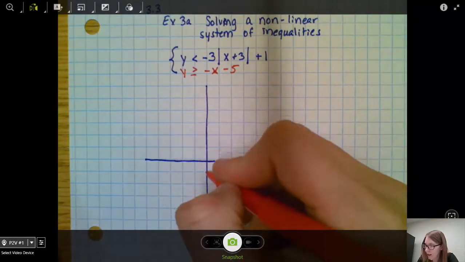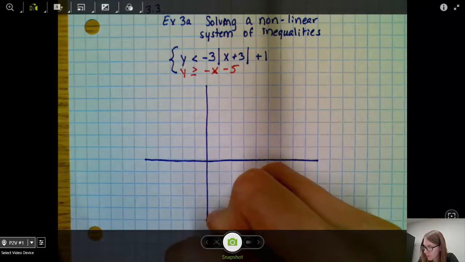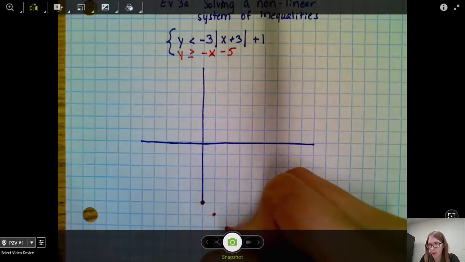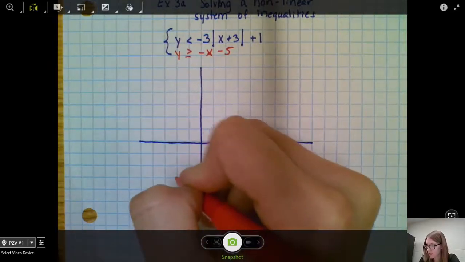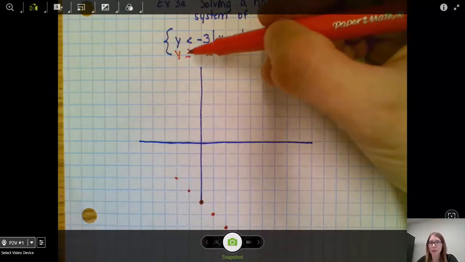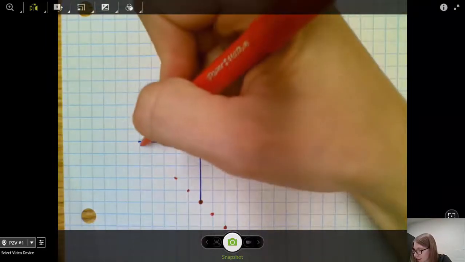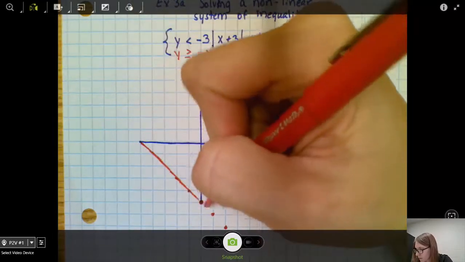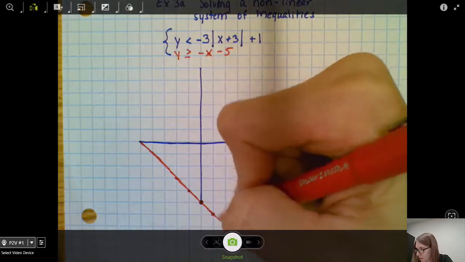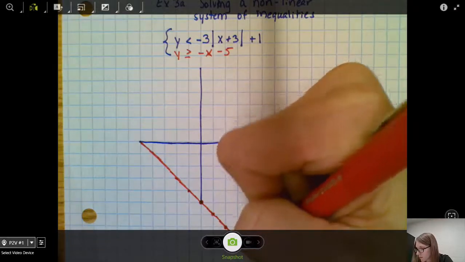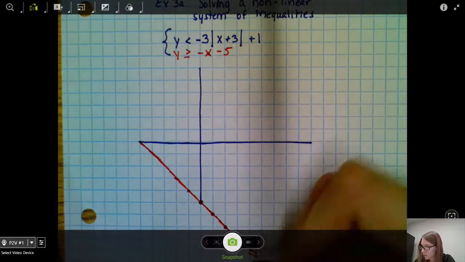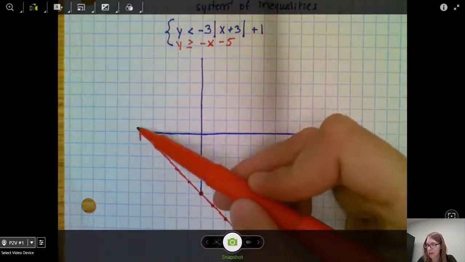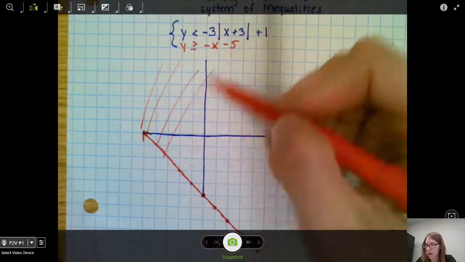My y-intercept is -5, and my slope is -1. So down 1 over 1, down 1 over 1, and then I'll come back this direction also. Since my symbol is greater than or equal to, I'm going to use a solid line to connect my dots. And again, greater than means we are going to shade in the region above.